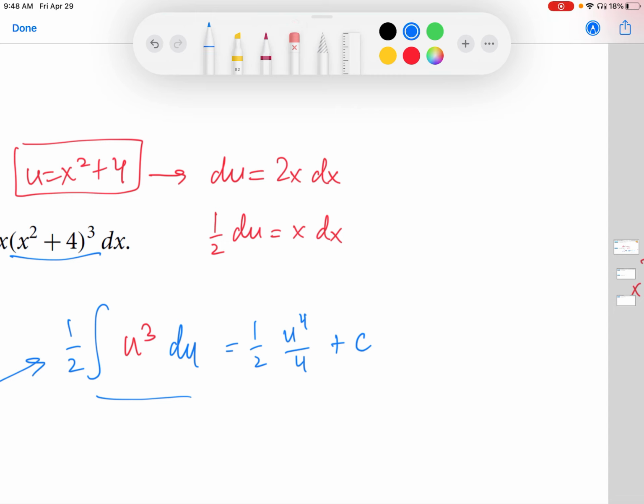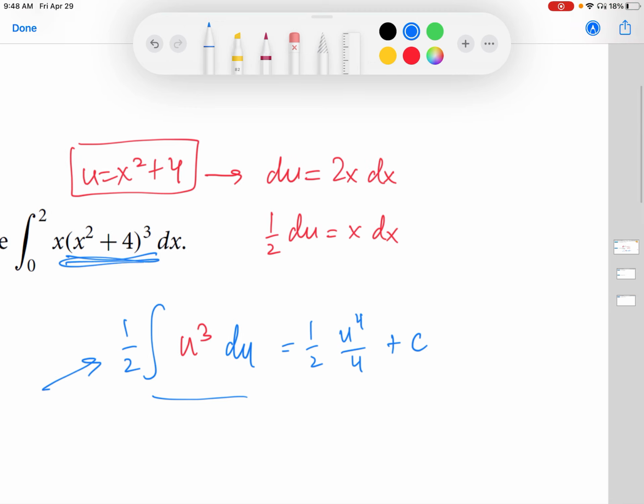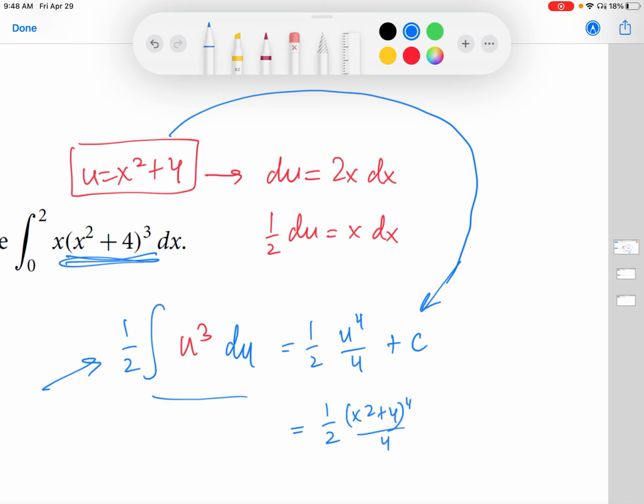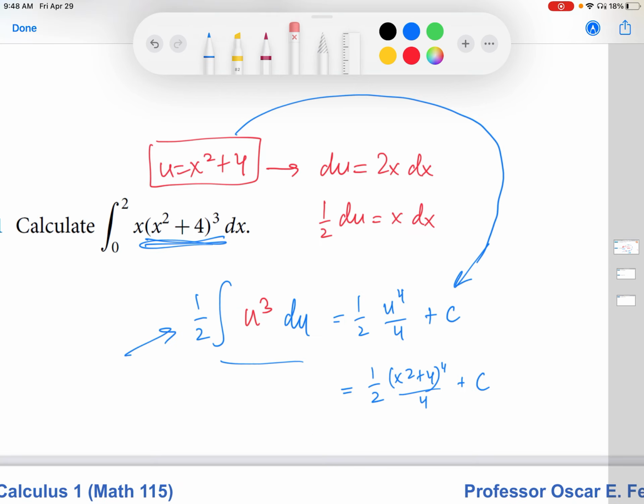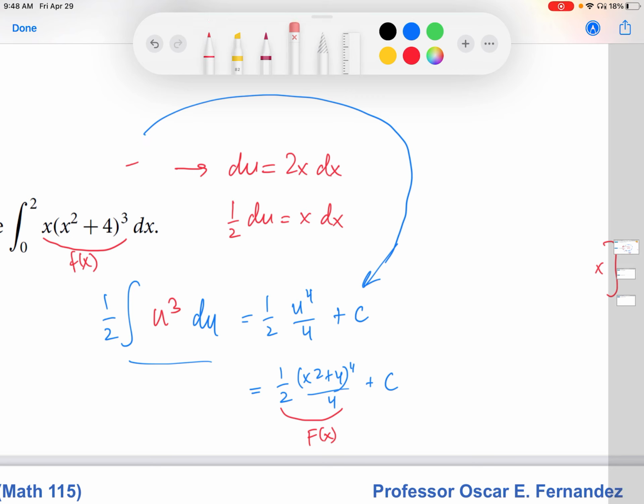Okay, so then this is the indefinite integral of this integrand. But again, like in the earlier example, it's in terms of u. So I need to go back and express it in terms of x using my original substitution. So this is x squared plus 4 to the 4th divided by 4 plus c. Great. So as we said earlier, we have now found capital F of x in terms of what the evaluation theorem says. If this is the integrand, little f of x, then we have now found its antiderivative, capital F of x.